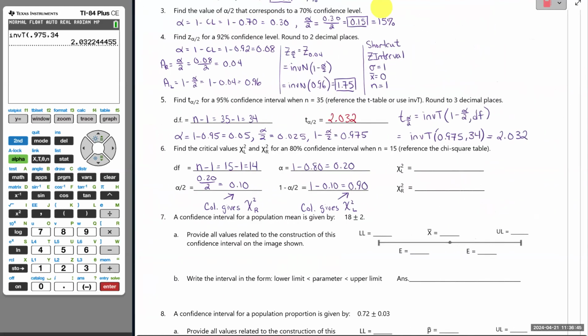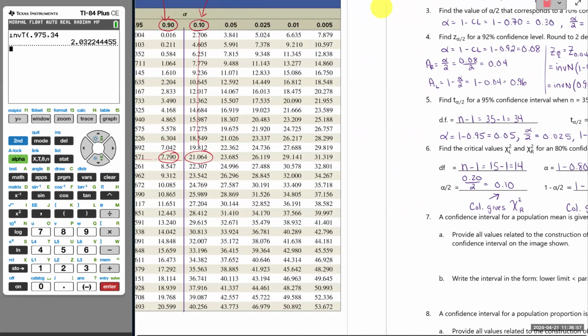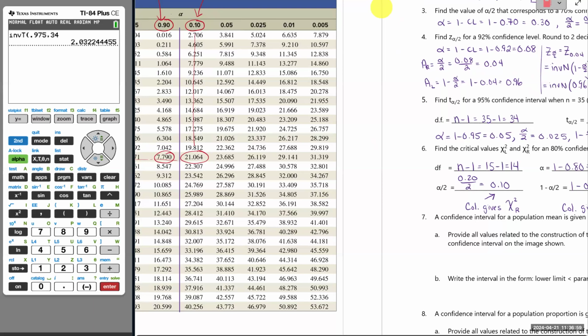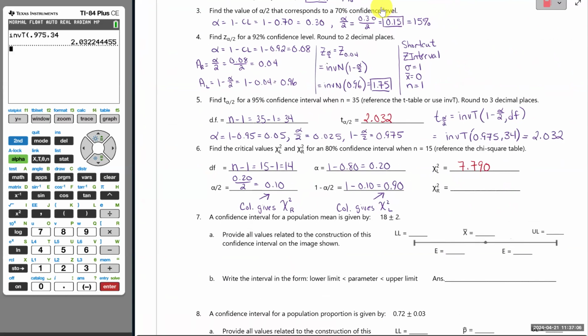So that's chi-square left. So chi-square left will always be smaller than chi-square right, because on the number line we would have chi-square left to the left of chi-square right. All right, so chi-square right is 21.064. And later in the exam practice, you'll be drawing a graph, and that might help you see that better as well.